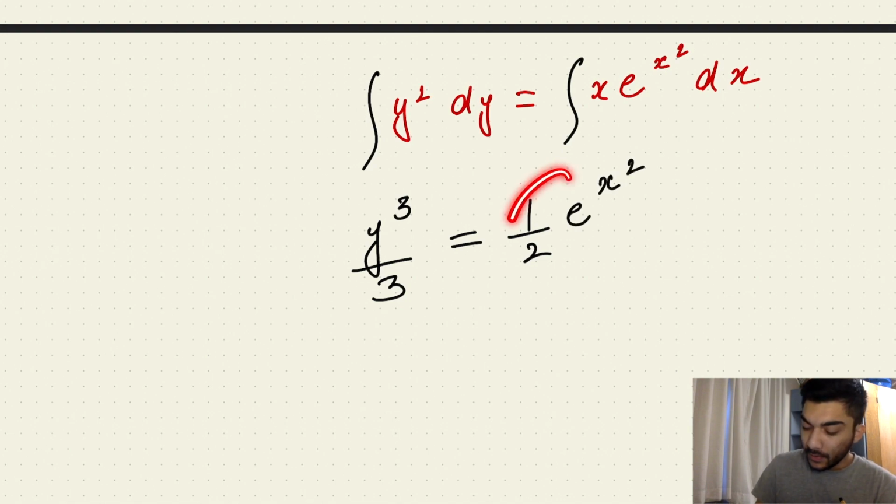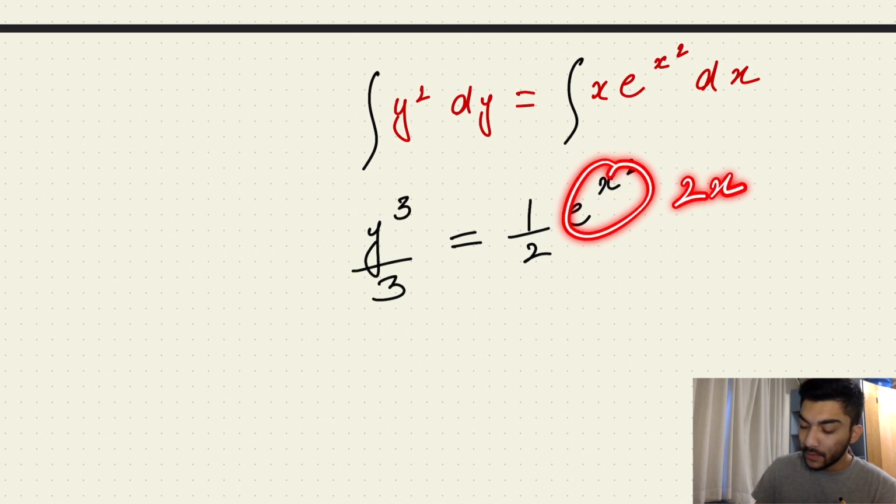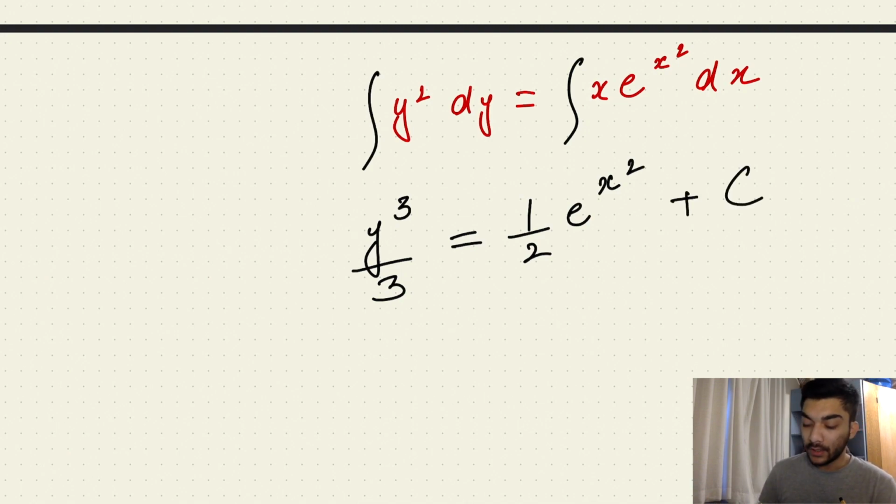You can also confirm that if you take the derivative of this expression, you should get x e to the power x square, right? So the derivative of e to the power x square will be e to the power x square, and then using the chain rule, you'll take the derivative of x square, which is 2x. So e to the power x square times 2x, 2 will cancel out and you'll get x e to the power x square, right? And then after getting rid of all the indefinite integrals, you'll also add the constant of integration.